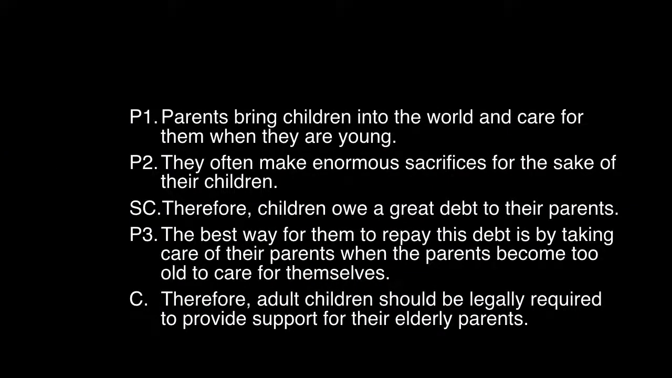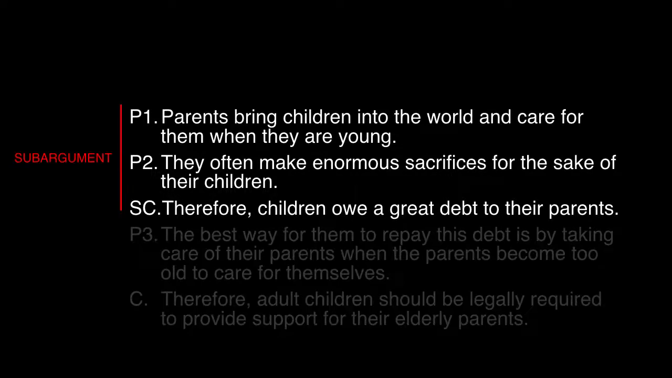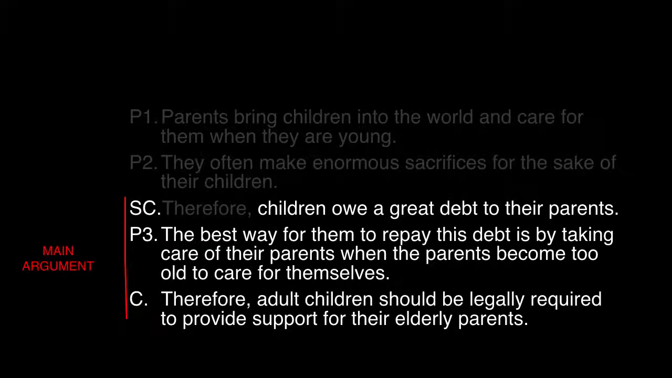In standard form, the complex argument I've been using as an example would look something like this. We have a subargument consisting of two premises, P1 and P2, and the subconclusion labeled SC. But SC itself, the claim that children owe a great debt to their parents, is also a premise in the arguer's main argument. The arguer is implying that not only do SC and P3 give us good reasons for accepting that adult children should be legally required to provide support for their elderly parents, but also that P1 and P2 give us good reasons for accepting SC.